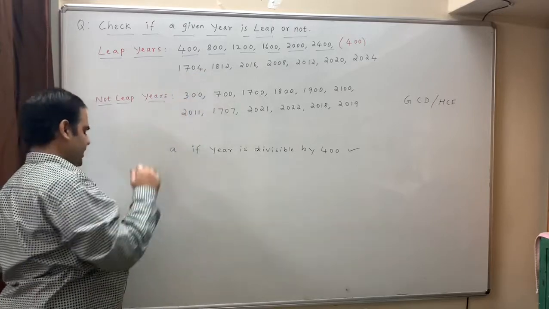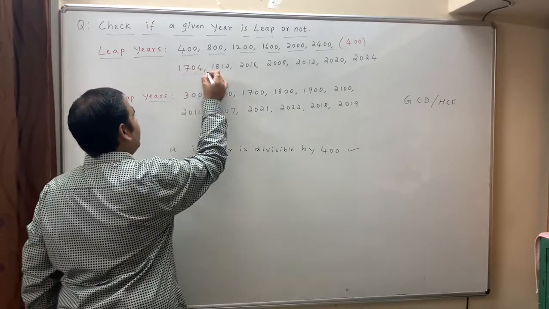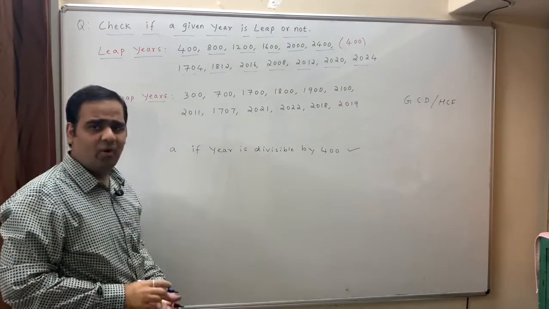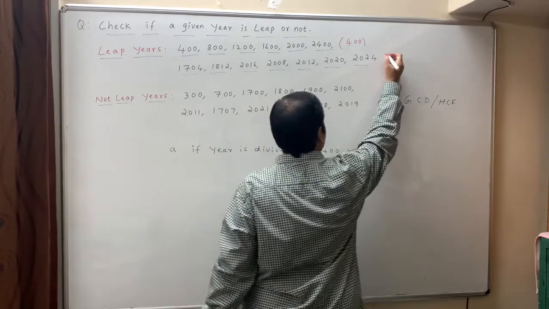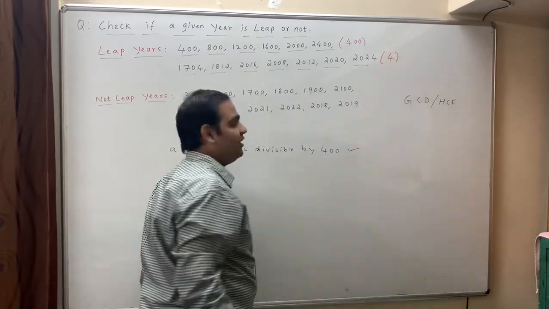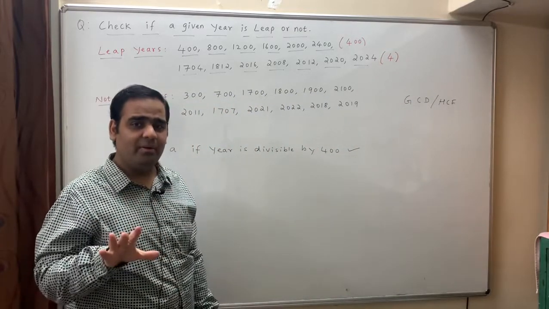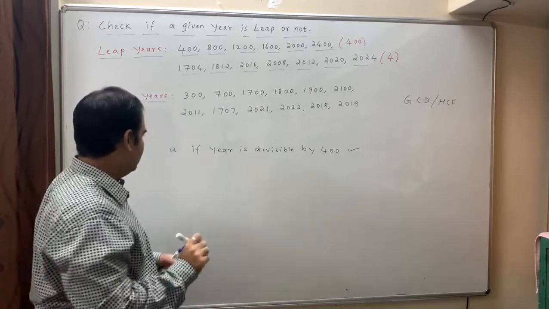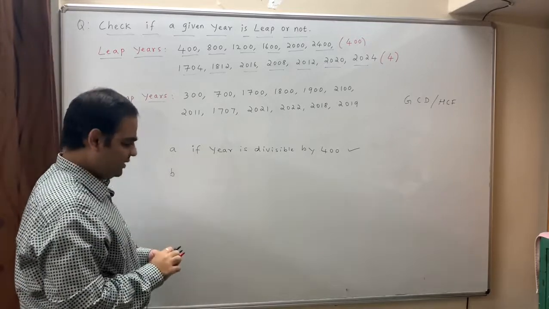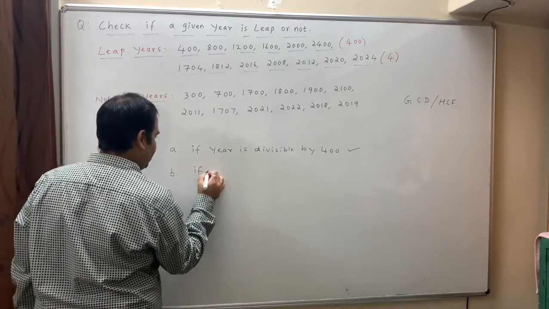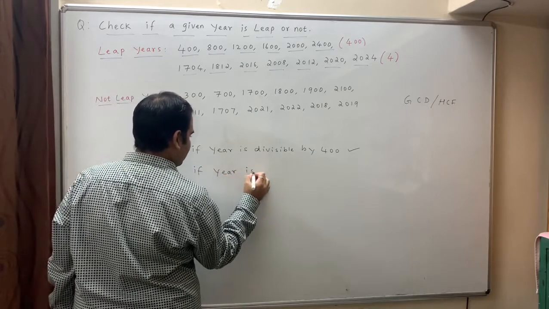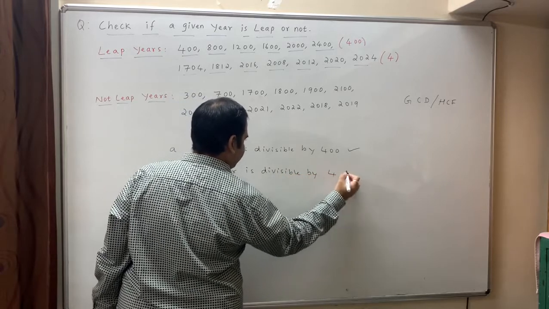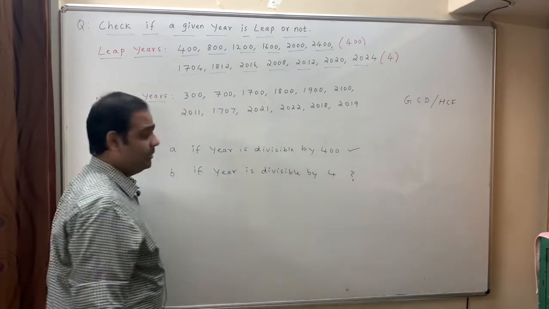Now next, come to the second line: 1704, 1812, 2016, 2008, 2012, 2020, 2024. What is the greatest common divisor or the highest common factor of it? It is 4. Therefore, I can say that whatever is divisible by 4 is a leap year, but there will be a question mark later, we will see it. Therefore, I write in the form of B: if the year is divisible by 4, then it may be a leap year or may not be a leap year. I put a question mark.